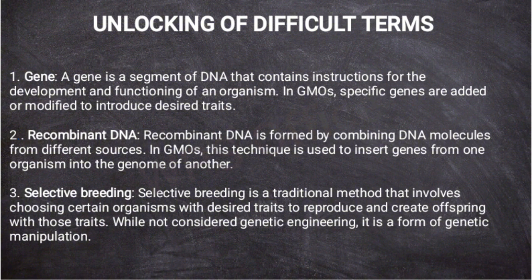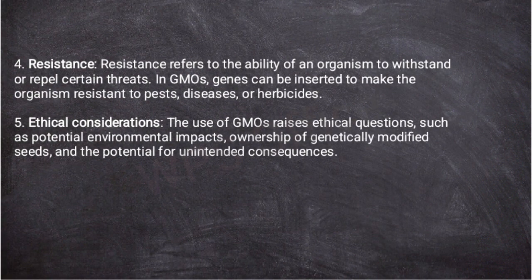Number 3. Selective breeding. Selective breeding is a traditional method that involves choosing certain organisms with the desired traits to reproduce and create offspring with those traits. While not considered genetic engineering, it is a form of genetic manipulation. Number 4. Resistance. Resistance refers to the ability of an organism to withstand or repel certain threats. In GMOs, genes are inserted to make the organism resistant to pests, diseases, or herbicides.